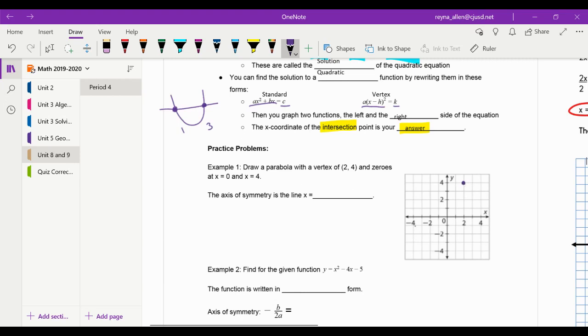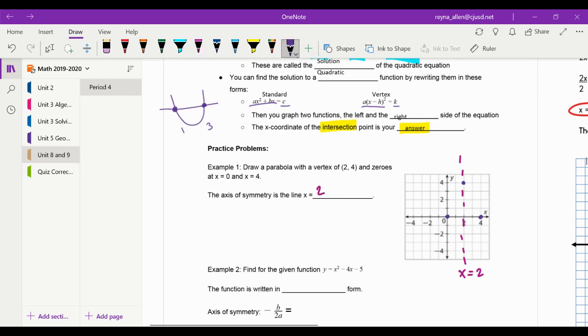And then they give us our zeros. We know our zeros are going to be on the x-axis. So we have one of them at 0 and we have one of them at 4. And then it also says the axis of symmetry. We know our axis of symmetry goes directly through the vertex, so it's going to go through 2. That's what's going to split our graph in half. So that is the line x equals 2.